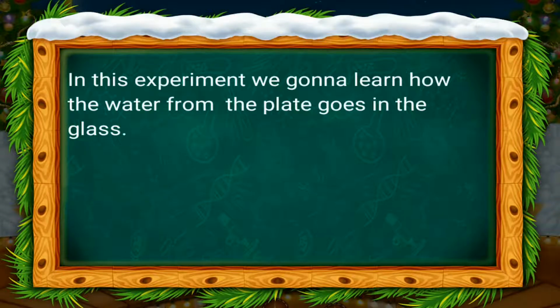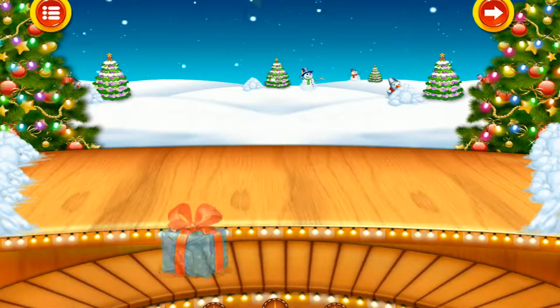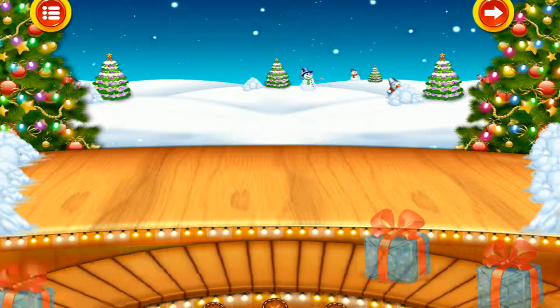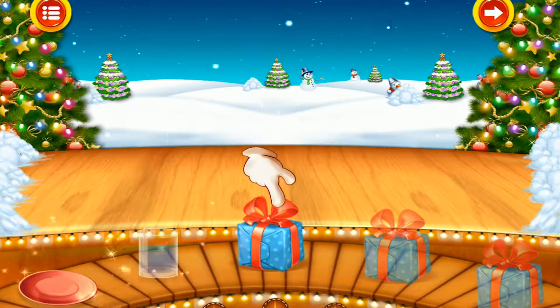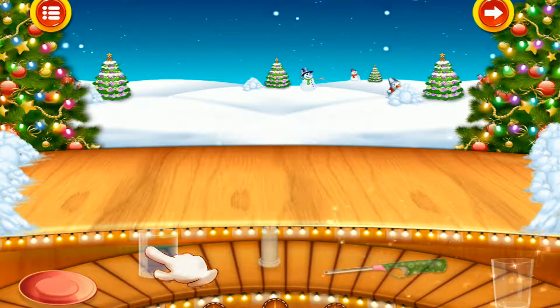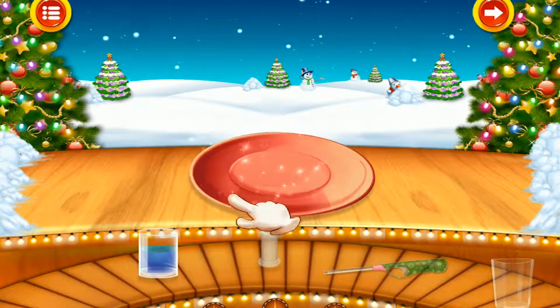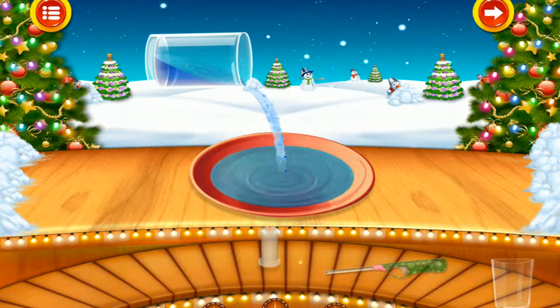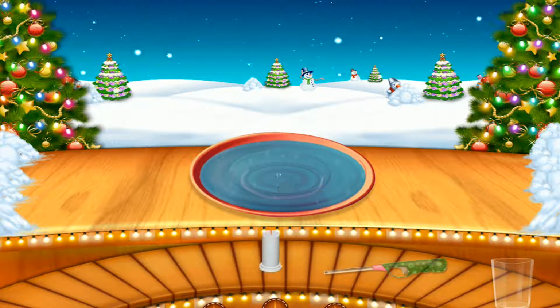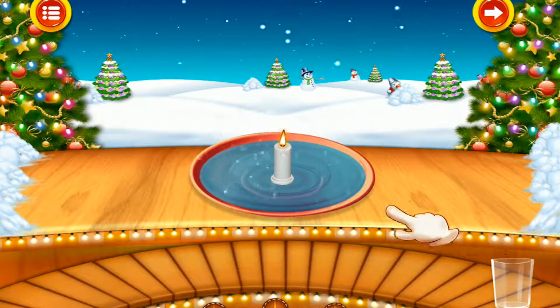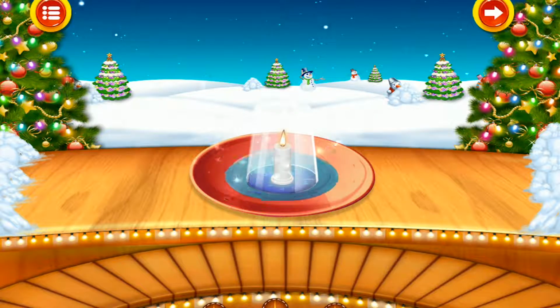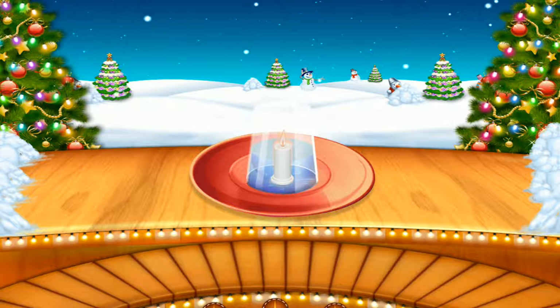In this experiment, we are going to learn how the water from the plate goes in the glass. Place the plate on the shelf. Pour the water from the glass in the plate. Place the candle on the plate. With the help of a lighter, ignite the candle. Now cover the candle with the glass. What did you observe?